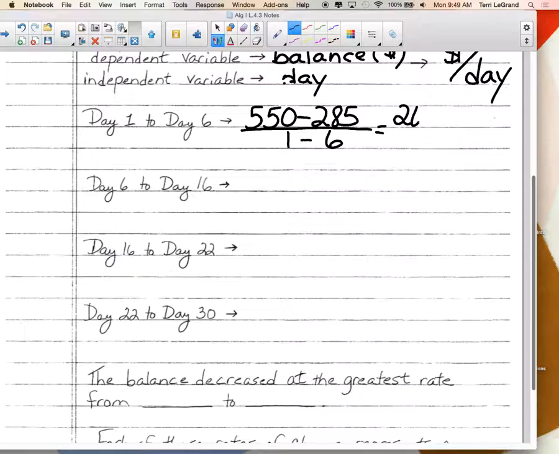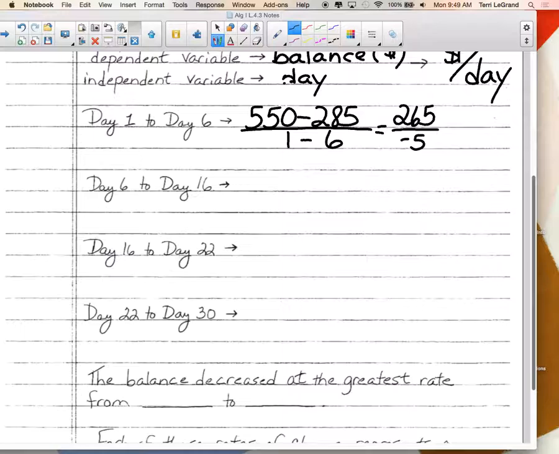265? Yeah. Okay. Positive or negative? Positive, okay. 1 take away 6. Negative 5. And now you'll just divide that out. This would be a great time to have a calculator again. If you want to do it in your head, that's cool too.